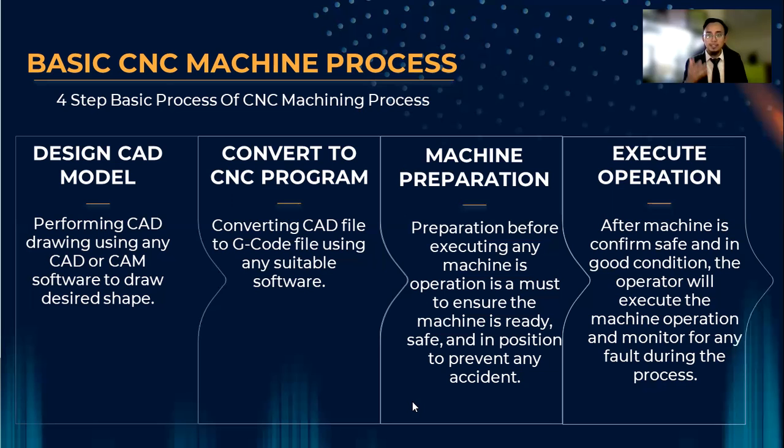Machine preparation is the most basic thing that we need to know in a machining process. After the machine is prepared, the machine and the environment are secured and safe to run, so we execute the operation. Either the operator executes the operation or we do it on our own, which is to start the machine to make something miraculous.